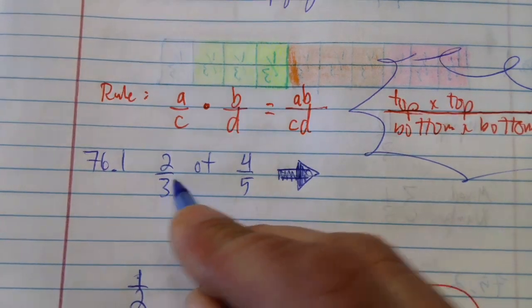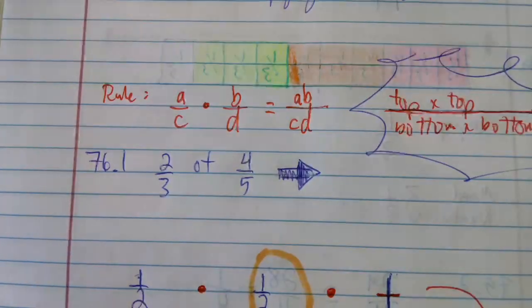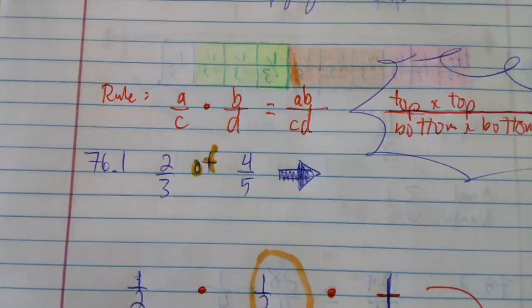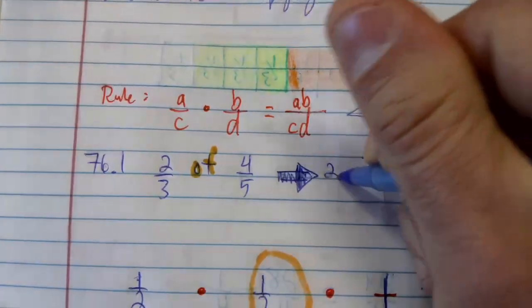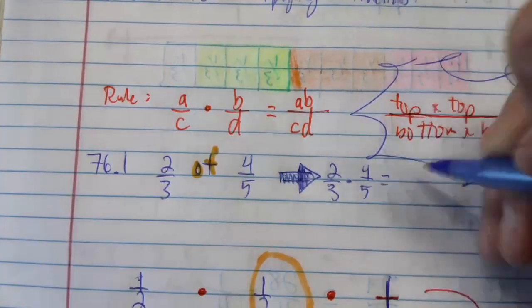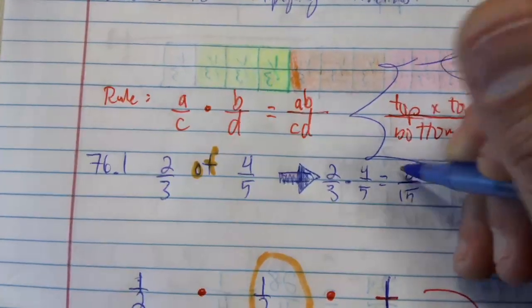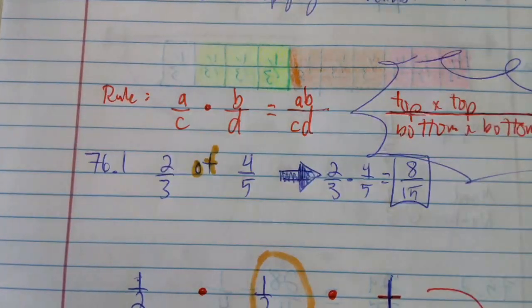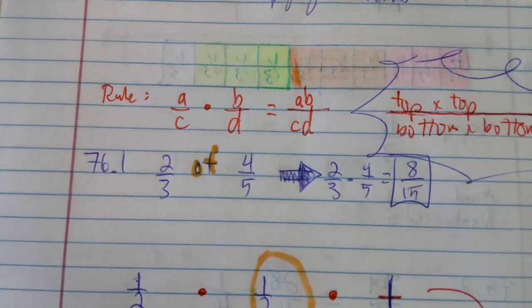So 2/3 of 4/5. Let me make sure you don't miss this part. Of means we're going to be multiplying. So we're going to rewrite this as 2/3 times 4/5. So that's going to equal 8/15. Is that really all we have to do? Yes, that is all we have to do. That happens to be one of the examples in the book. What do you know?